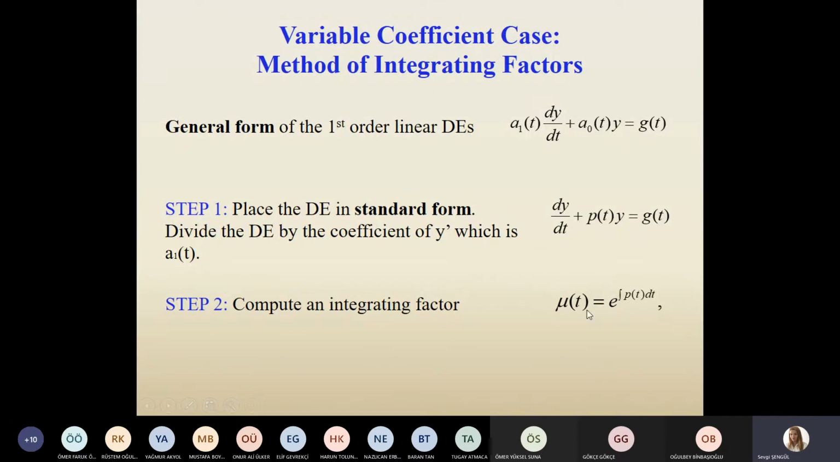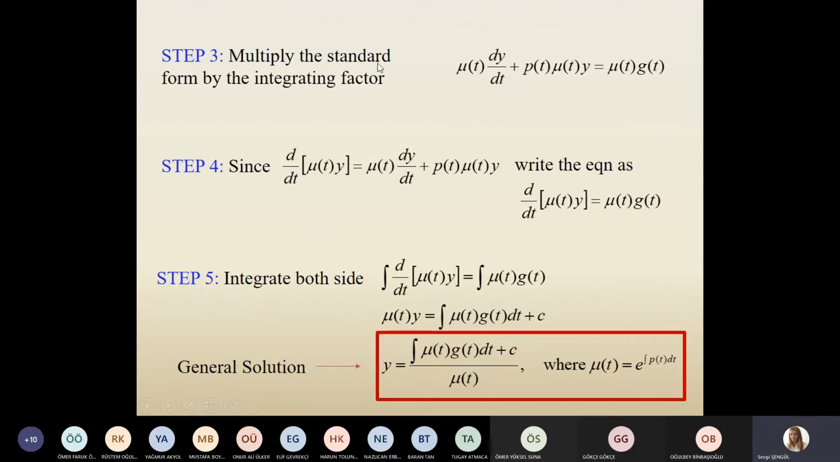After that, you need to compute an integrating factor. What is the integrating factor in that standard form? It is e to the integral of p of t dt. p of t is the coefficient of the y term. You need to find this mu of t. Once you find it, you need to multiply mu of t with your standard form, and this is what you will get.